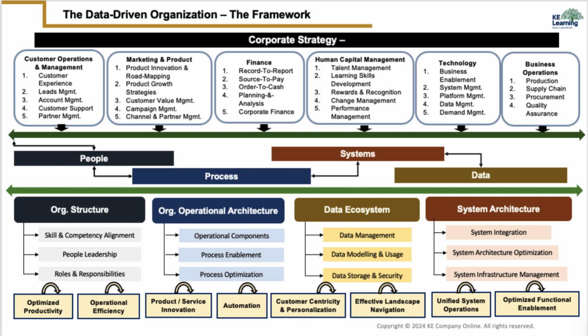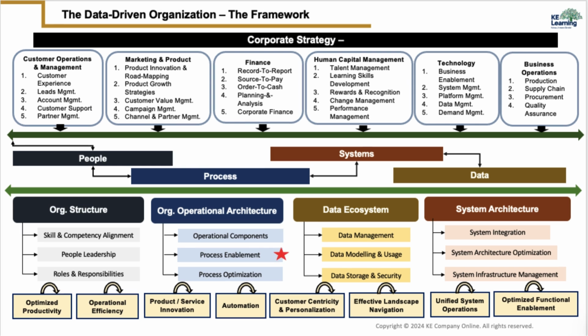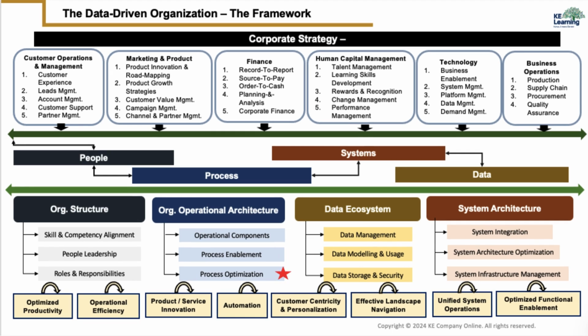Getting to this operational architecture means arriving at the key outputs of defining all required operational components and the associated processes in each component, working out how all of these processes can be optimized and automated, and lastly, outlining the enablement of the given optimized processes.